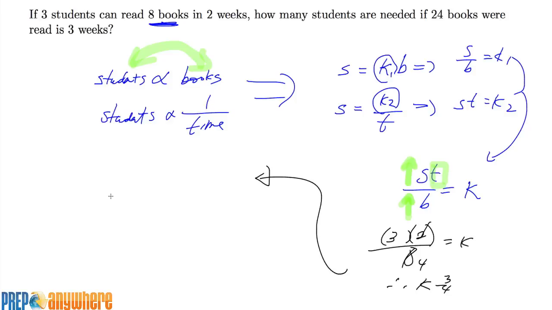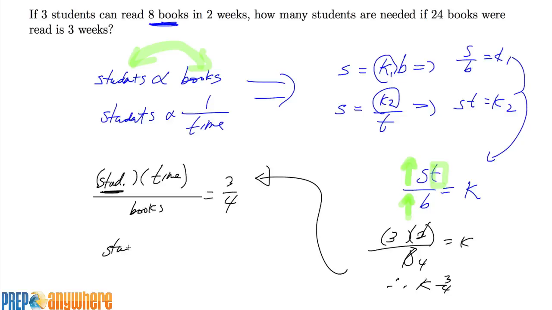So what we can say now is students times time over number of books. We'll always maintain the ratio of 3 over 4. And the second part, how many students are needed? So this is what we need to find.